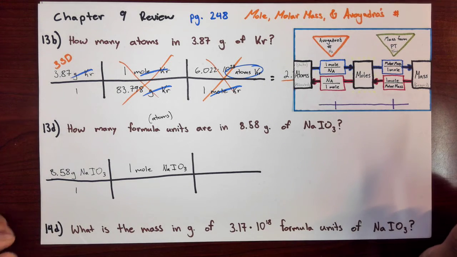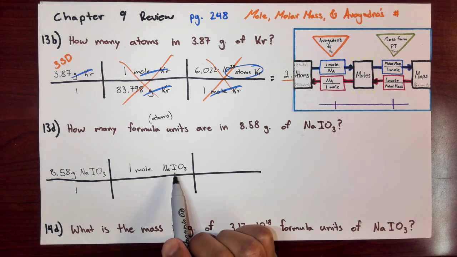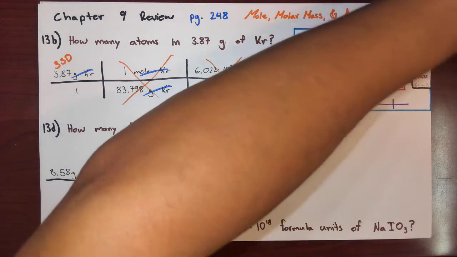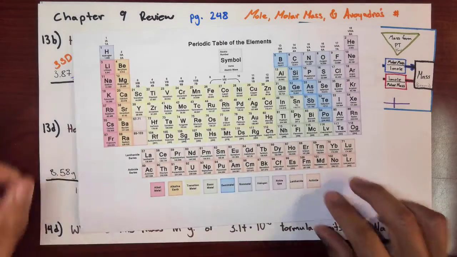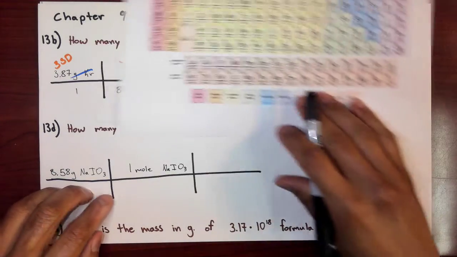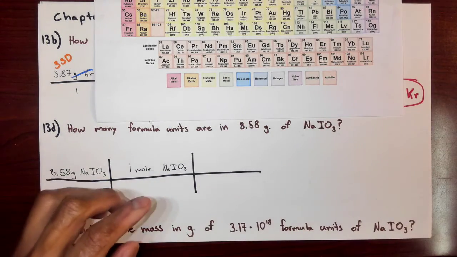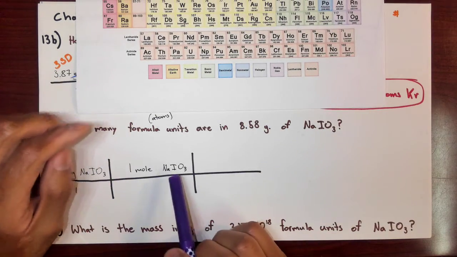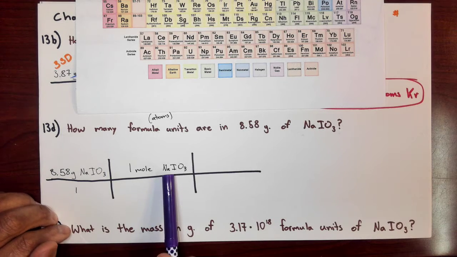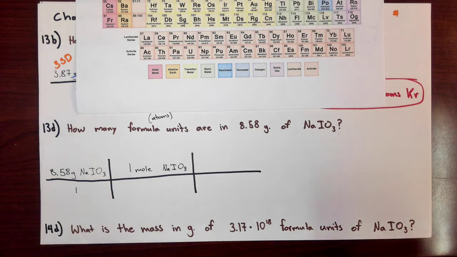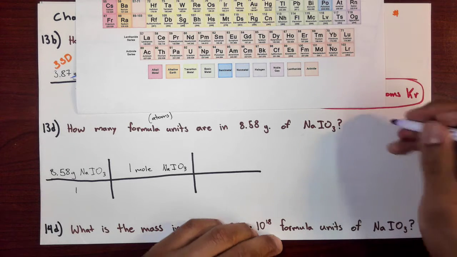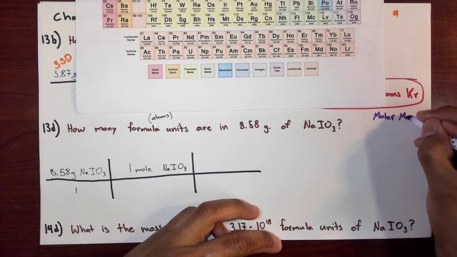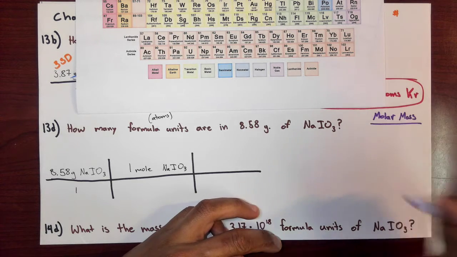Now, this part's a little bit trickier because now we need to figure out the molar mass of sodium iodate. And we can't just go on the periodic table and find one thing that tells us sodium iodate because sodium iodate is a molecule. So we're going to have to figure out what added together, right? Sodium iodate. We're going to have to use the chemical formula to find out the molar mass of sodium iodate. So I'm going to do a little section right here where we can find the molar mass of sodium iodate, okay?